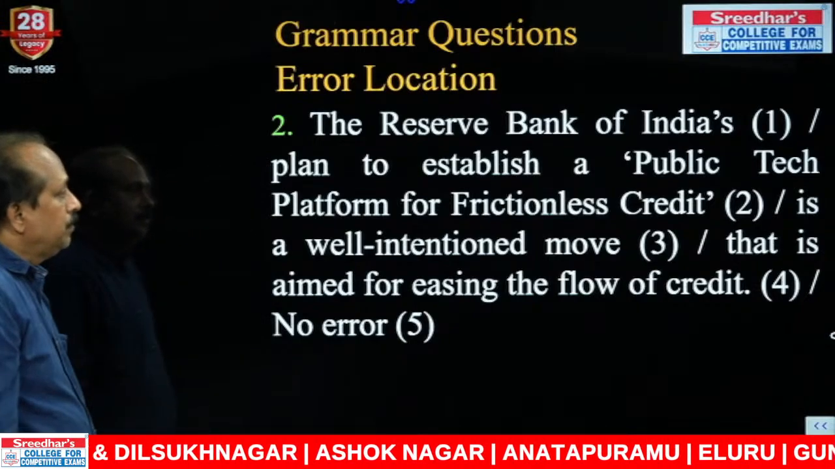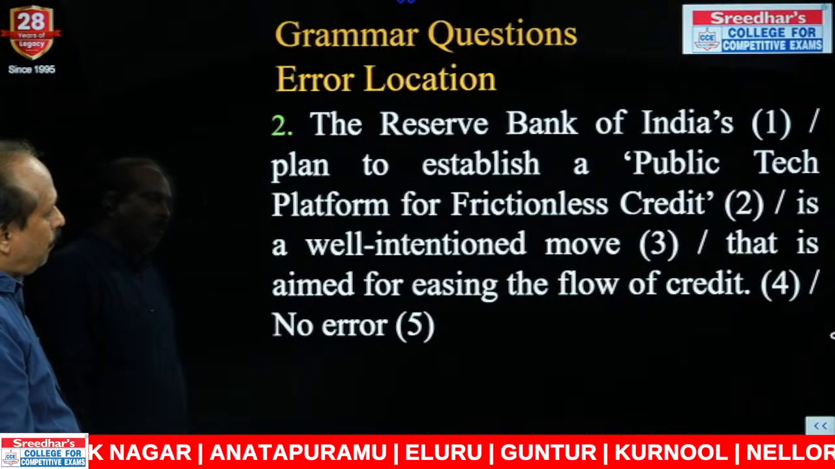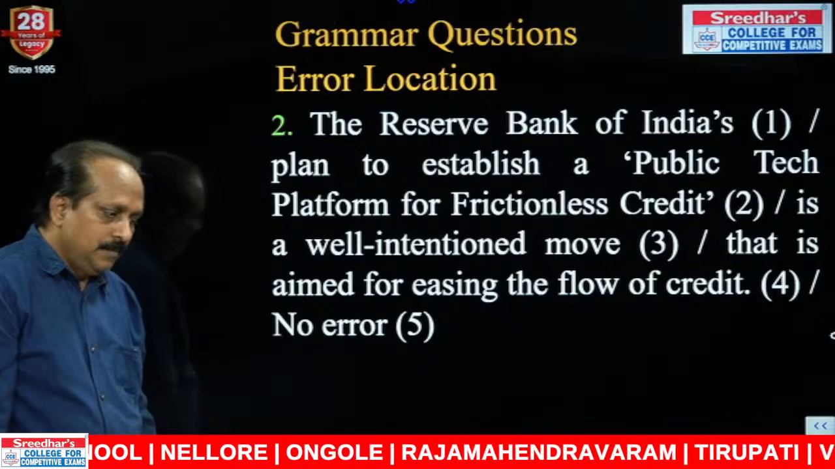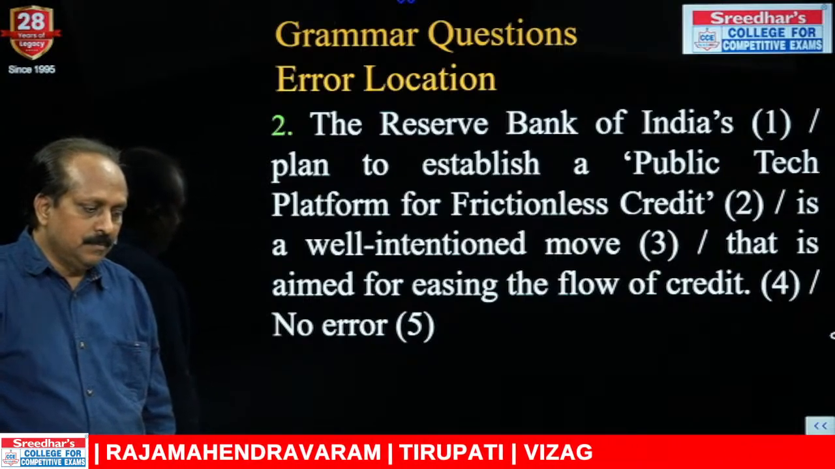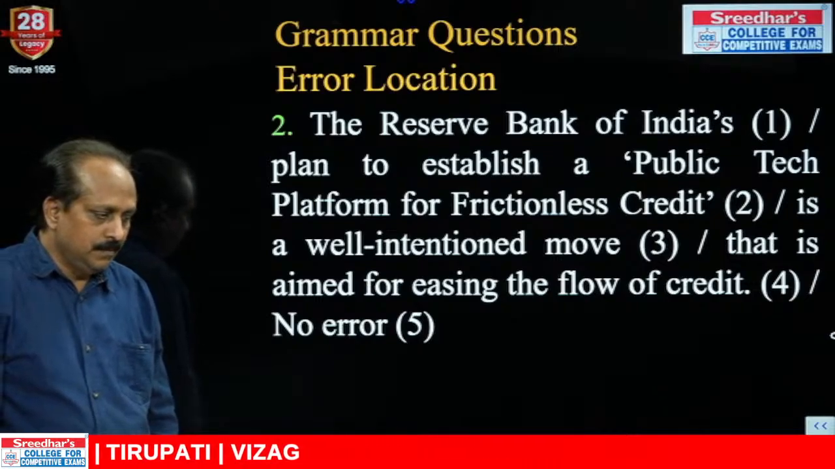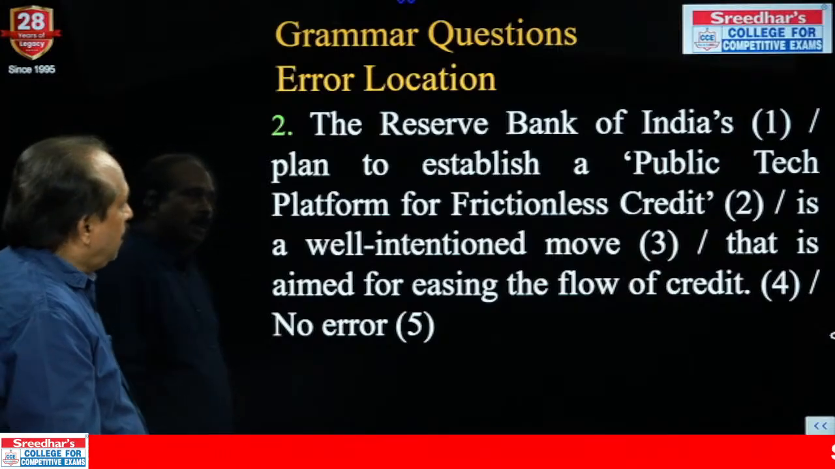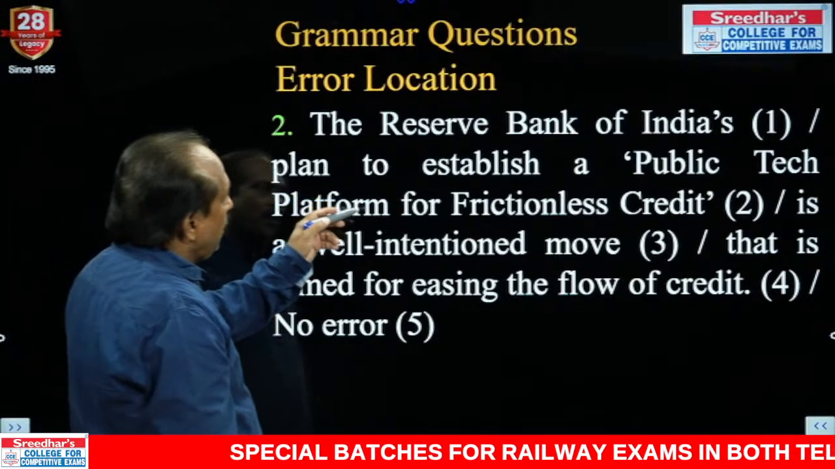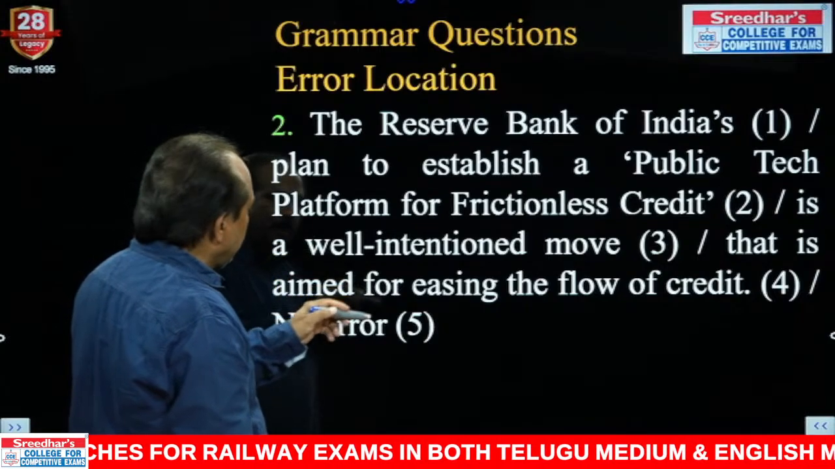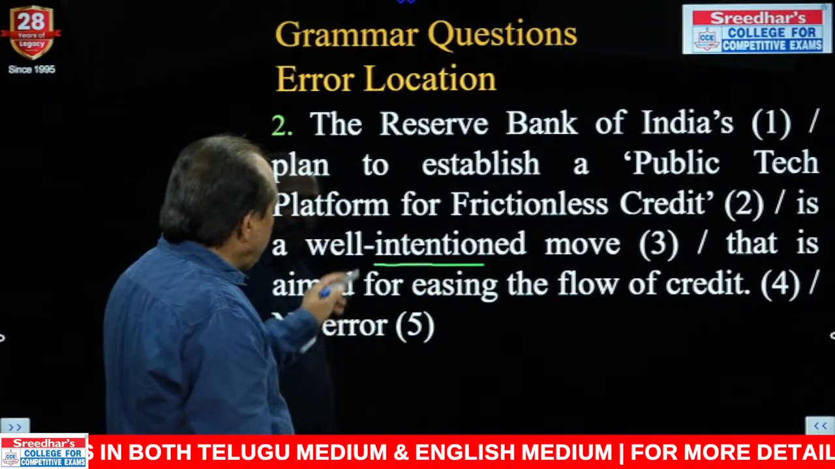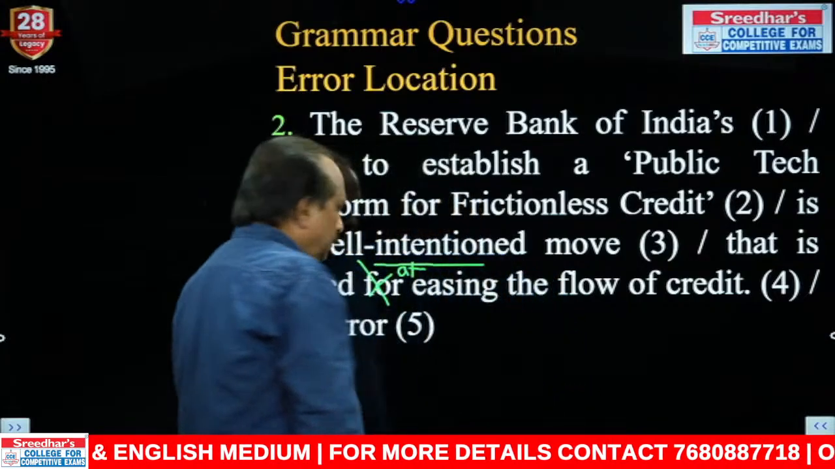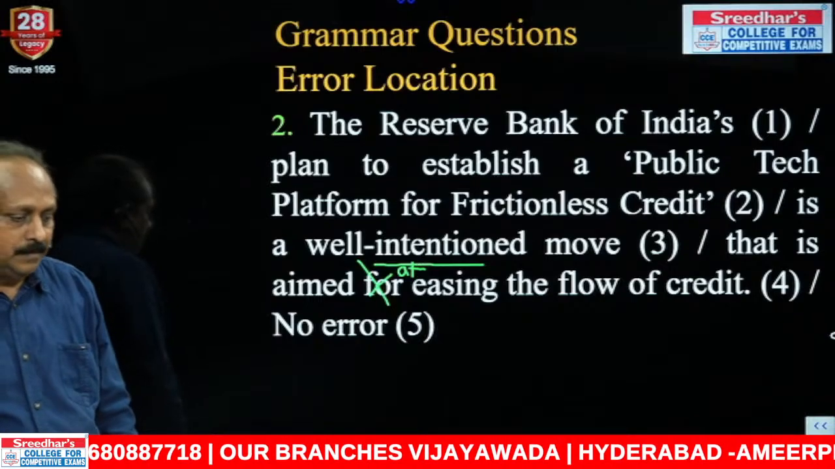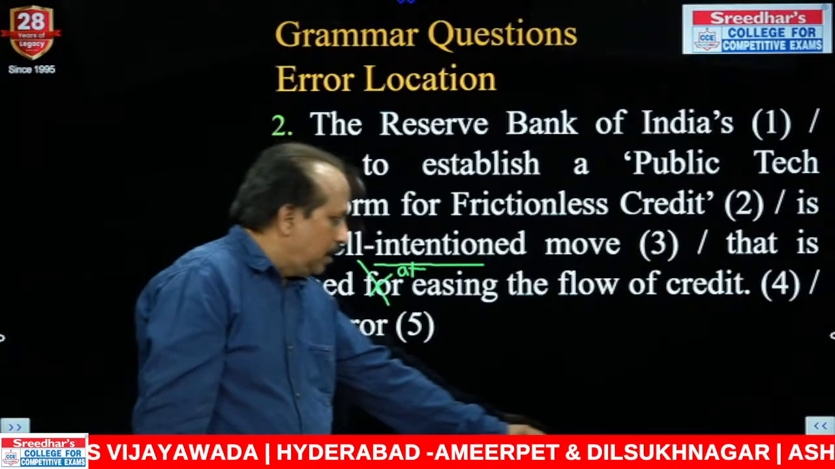Go to question number 2. The Reserve Bank of India's plan to establish a public tech platform for frictionless credit is a well-intentioned move that is aimed for easing the flow of credit. A lengthy sentence you have to read carefully. Mention the question number. We are running out of time. Is aimed for is not correct. Aimed at. Here we have to use the preposition at. Aim takes for also, but generally aim at something. The problem is with the fourth part. Nothing wrong with other parts.